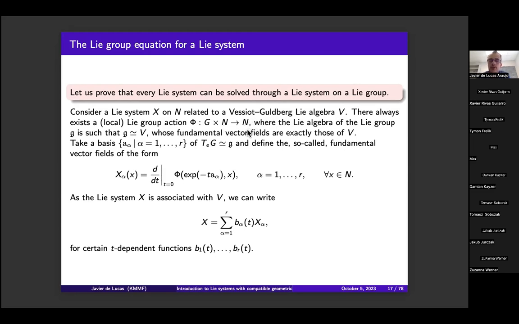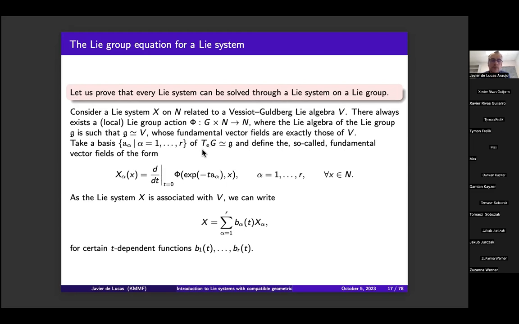Obtaining this Lie group action is what is called the integration of the Vessiot-Guldberg Lie algebra. Let me recall that the fundamental vector fields of a Lie group action are just the set of vector fields generated by the action of the one-parameter subgroups of G acting on the manifold, and this is more or less what it is. So this is in here. What is written afterwards is the definition of this fundamental vector field.